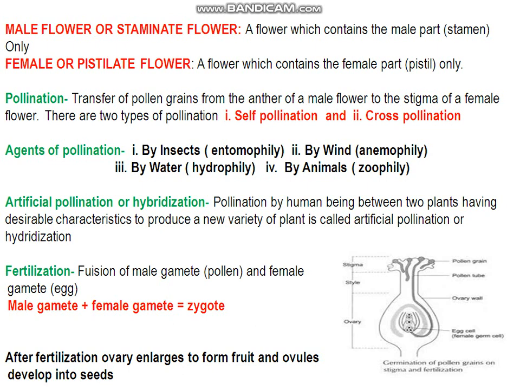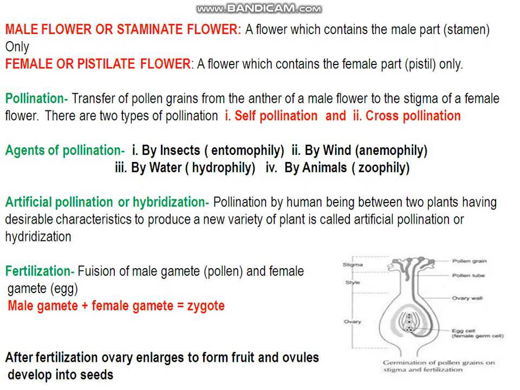The generative nucleus divides to form two sperm nuclei. These two sperm nuclei are actually called male gametes. And slowly the tube nucleus will degenerate. So ultimately these two sperm nuclei will enter into the ovary to fuse with the egg. Then the eggs will be fused and fertilization occurs in this way.